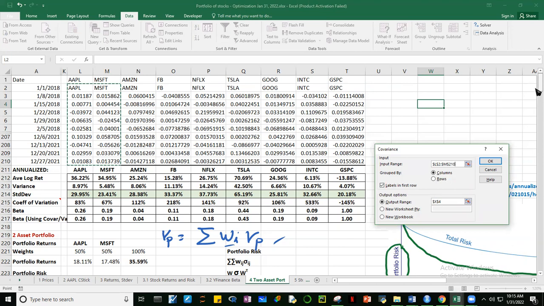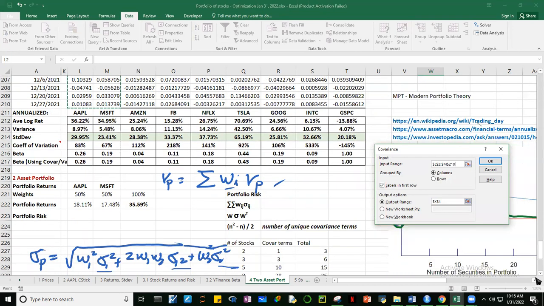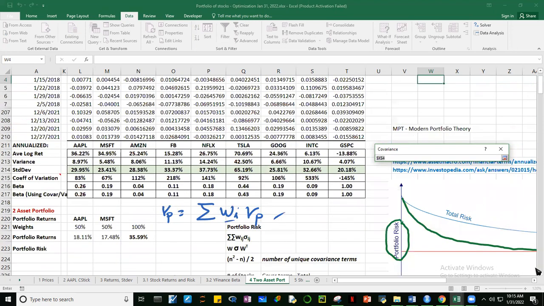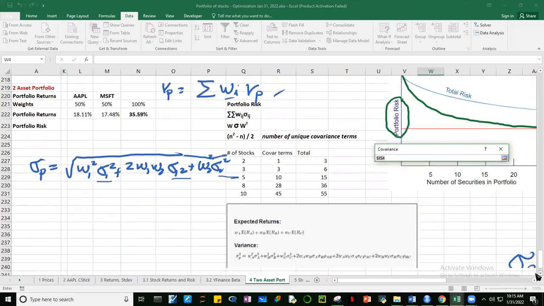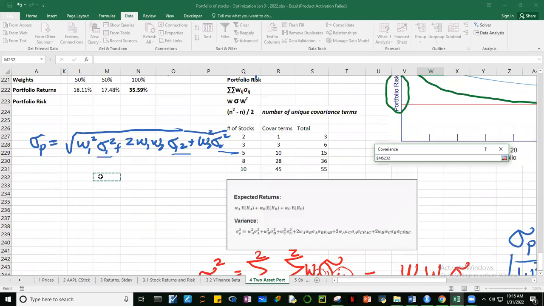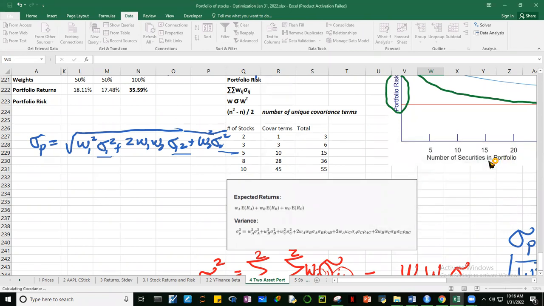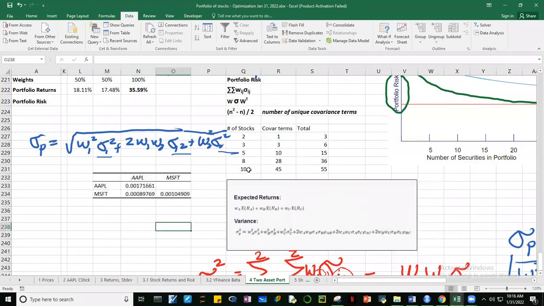Saan natin ilalagay yung output? Let me put the output dito sa ilalim. I'll just put it here below. Okay? Alright. So that's okay. Again, input range. Sinama ko yung label ni Apple at saka si Microsoft. Grouped by columns. Labels in first row. Output range is, I'm putting it here. And okay. Alright. So this is now our variance covariance.